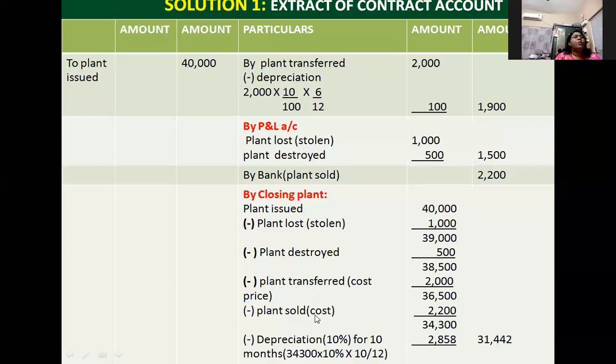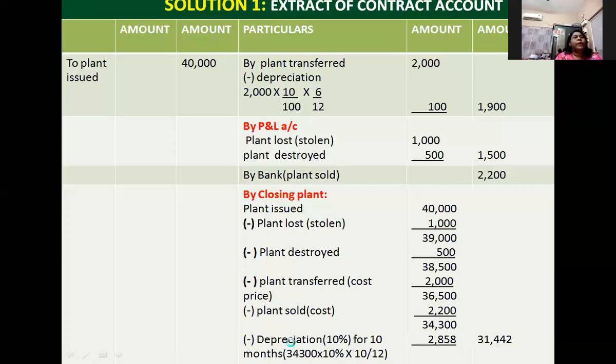Then what is the value of the plant sold? Again, what value only do we need to consider? Whether we are selling the plant at a profit or at a loss, we need to show only the cost value. The cost value is 2200. So the value of the plant at last is 34,300. On that, I will apply depreciation of 10%, but only for 10 months.